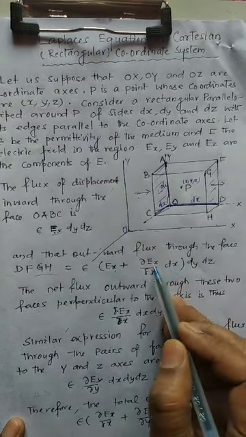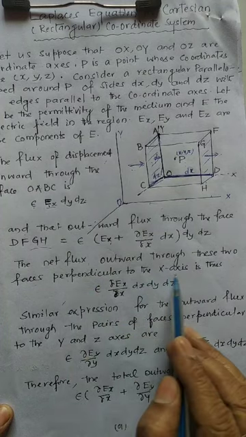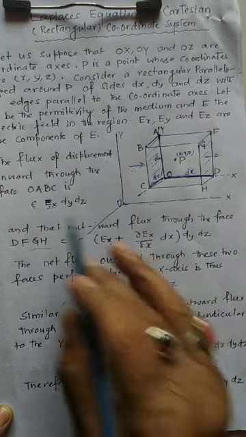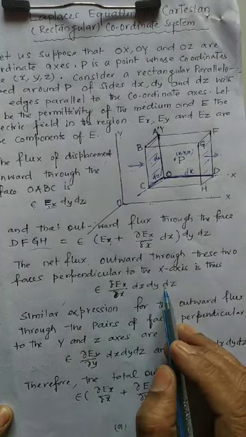So the flux leaving from this surface is epsilon times Ex plus this change, times dy dz area. Now the net flux means how much enters, how much leaves. So net flux will be this minus this. The net flux outward through these two faces perpendicular to the x-axis is this minus this, and we get this one.